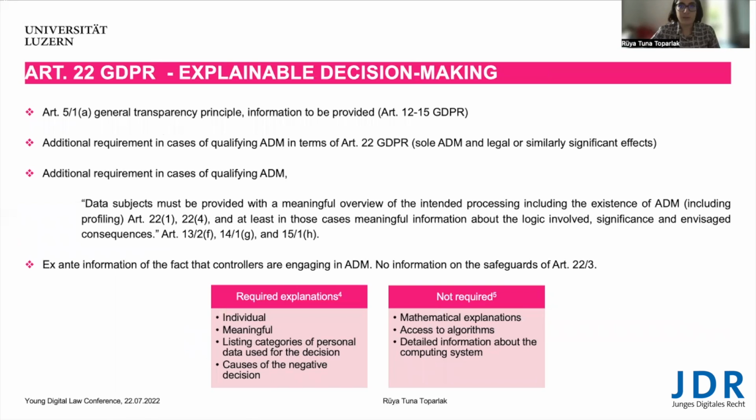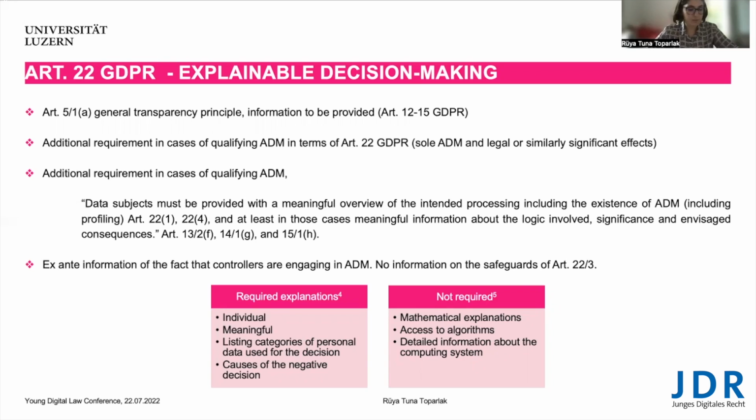So when we look at GDPR now, as you know, Article 5 regulates the general transparency principle and the information to be provided in Articles 12 through 15. So this is, as you know, applicable to all personal data processing, but in addition to these, if the automated decision-making is considered qualified ADM under Article 22, there is an additional requirement. But for this additional requirement to take effect, the decision-making needs to pass the threshold of Article 22. And this happens when the decision is based solely on automated decision-making and it produces legal or similarly significant effects.